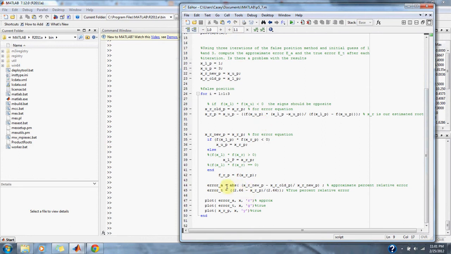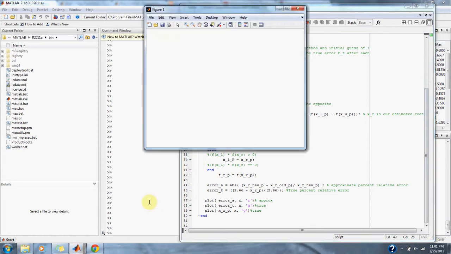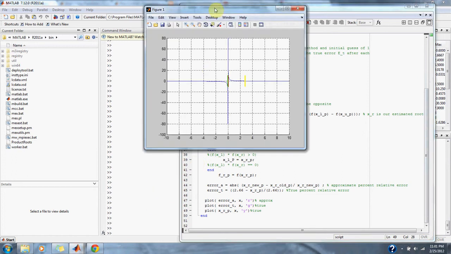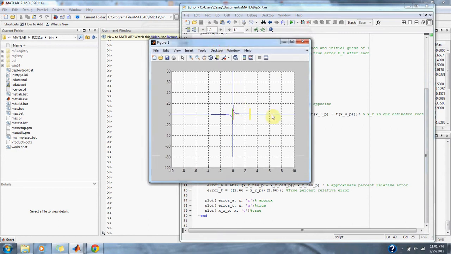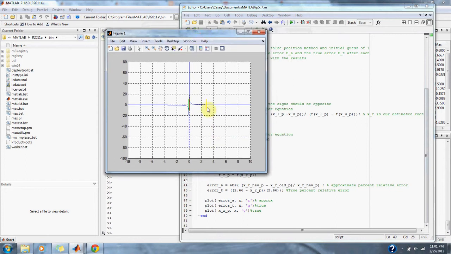Down here we have our error equations, or approximate percent relative error and true percent relative error, and here we graph all of those. So, solving graphically, here we have our graph in blue of the equation, and here we have our false position approximation in yellow to get to where the equation crosses 0.